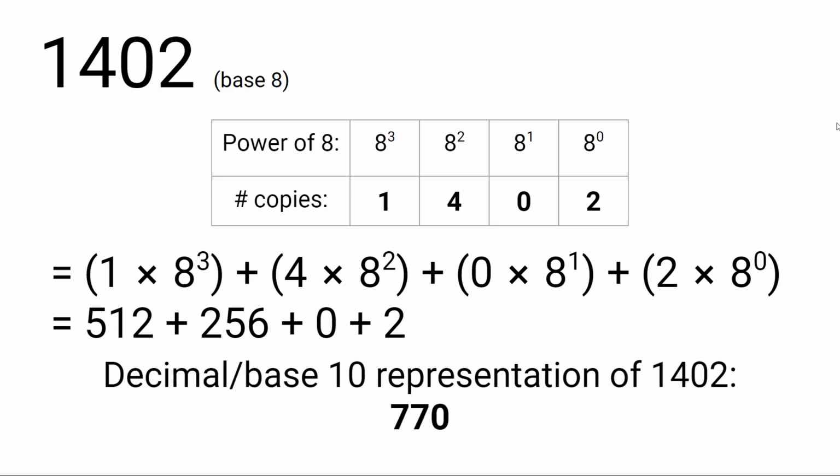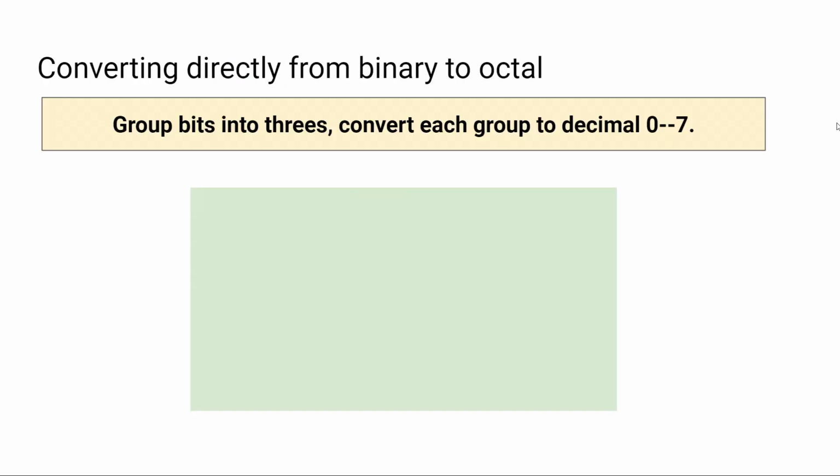Converting from binary to octal is easy too. In fact, octal is often used to shorten up binary strings. Given the binary string, group the bits into threes and convert each group of 3 bits to a number between 0 and 7, and that's your octal representation.